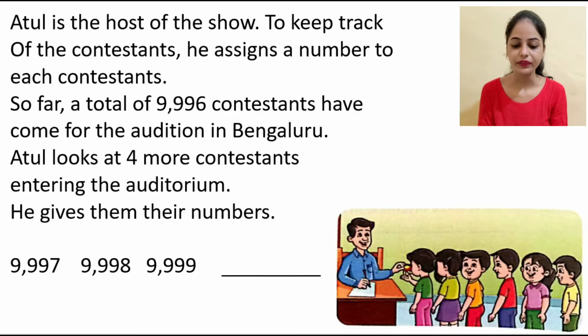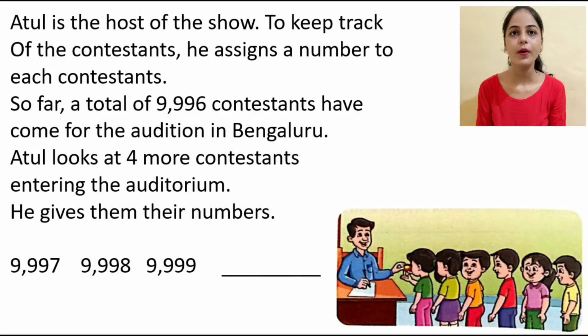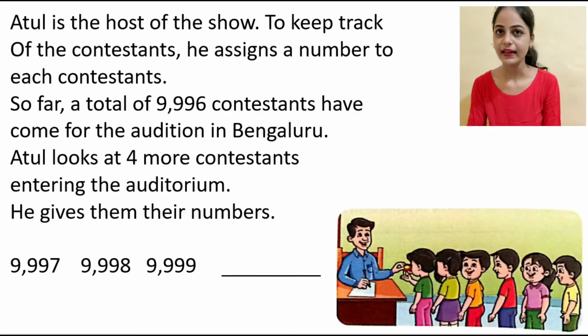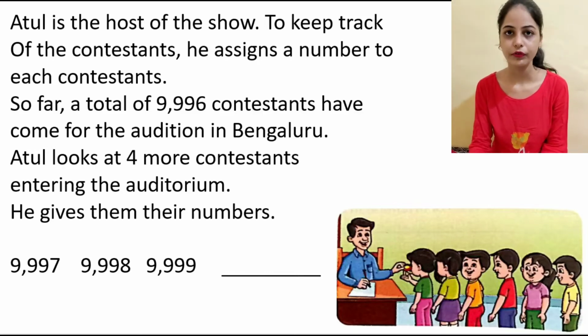To keep track of the contestants, he assigned a number to each contestant. So far a total of 9996 contestants have come for the audition. In Bangalore, Atul looks at 4 more contestants entering the auditorium. He gives them their numbers, that is 9997, next 9998 and next 9999. So here we have to find what will be the number of the 4th contestant.